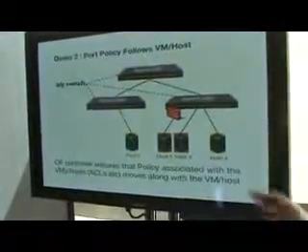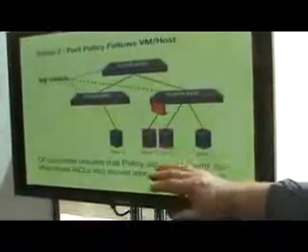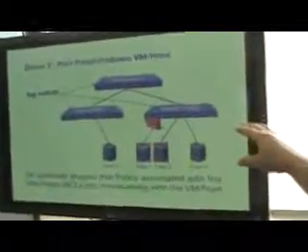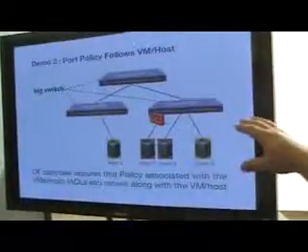Analogously, if these were VMs, the same principle would apply. The VM would move to another switch, it would be recognized, and the controller would move the policy. That's a reactive mode of control.